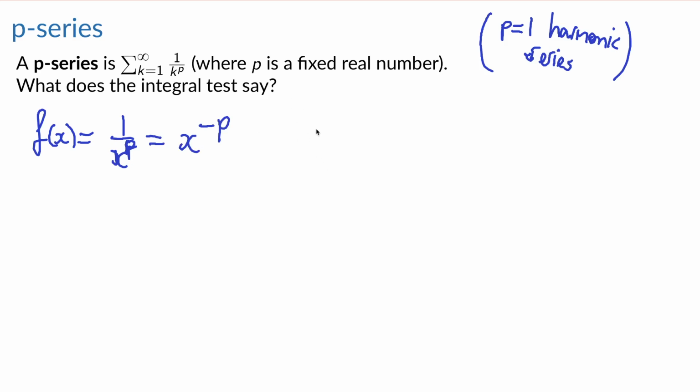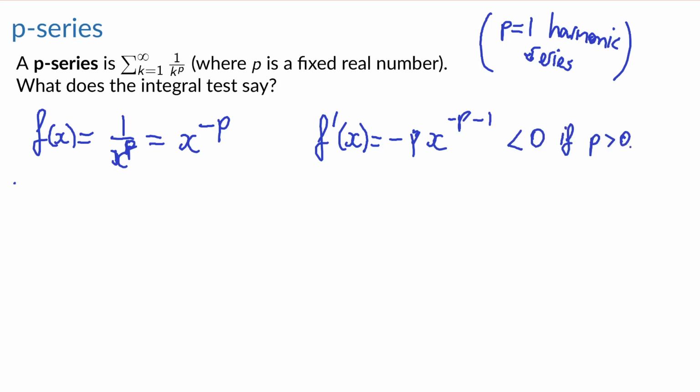So let's go ahead and find its derivative. f prime of x is going to be minus p times x to the minus p minus 1. So this is going to be negative as long as p is positive. Right? So this is going to be less than 0 if p is positive. So let's work with that assumption. Let's assume p is greater than 0. Okay, so we assume p is greater than 0, so then we can use the integral test.